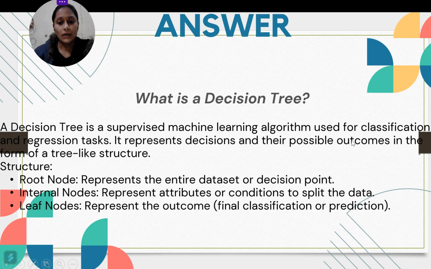Now, let's discuss what is decision tree. A decision tree is a supervised machine learning algorithm used for classification and regression tasks. It represents decisions and their possible outcomes in the form of a tree-like structure. Structure includes root node, which represents the entire dataset or decision point. Second is internal nodes. They represent attributes or conditions to split the data. Third is leaf node. It represents the outcome, the final classification prediction.